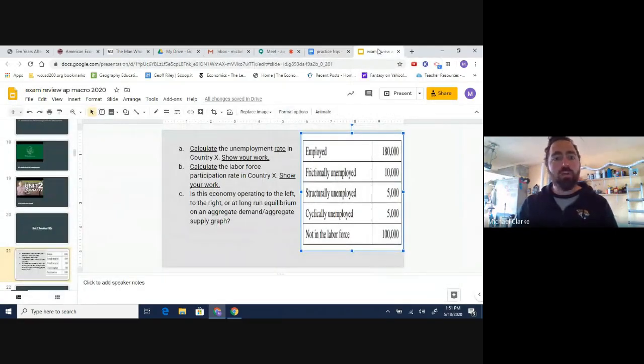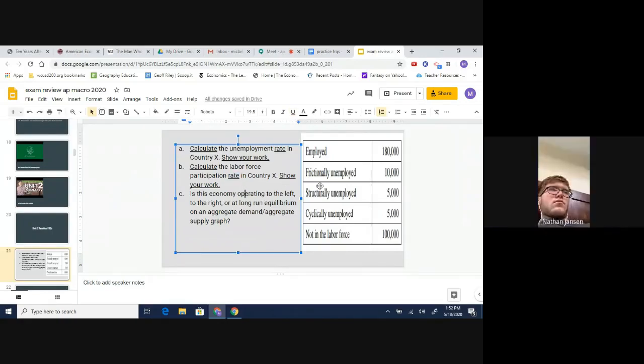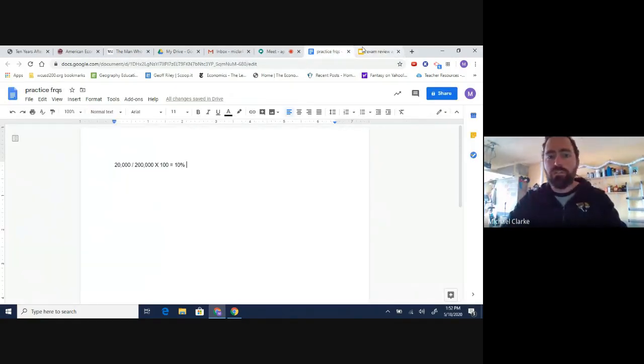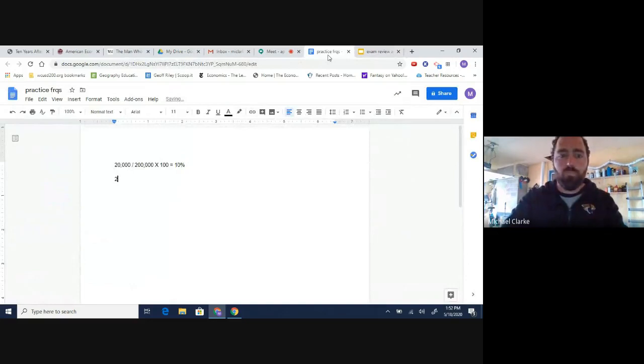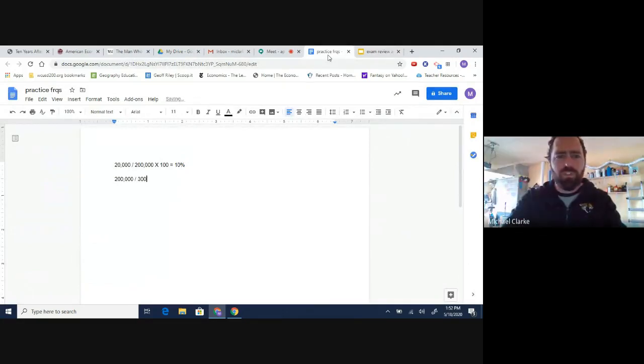Part B, calculate the labor force participation rate. Again, we're not just looking for the total labor force here. We're looking for a percentage. Now, how do you find labor force participation rate? Well, you take your labor force, which is, sorry if I'm bouncing back and forth, 200,000. Your people who are working plus your people who are looking for work. So 200,000 divided by 300,000. What? 300,000? Where'd you get 300,000 from, Mr.